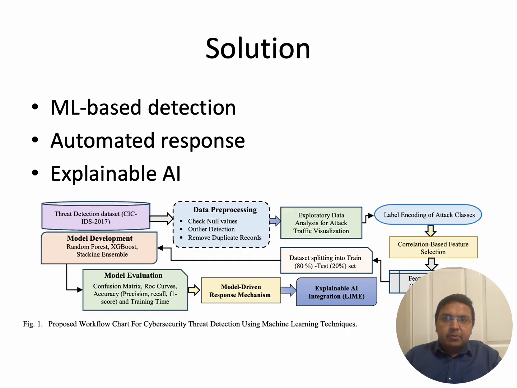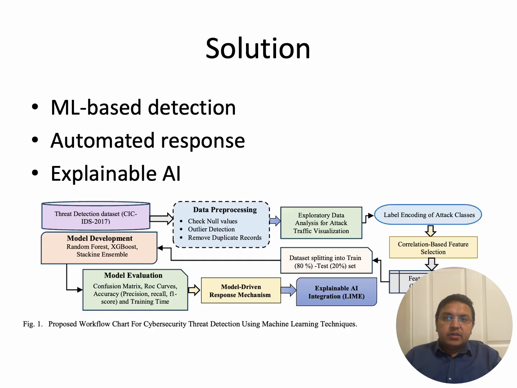To bridge that gap, I propose a three-component framework. The first component is ensemble machine learning for threat detection. Instead of relying on a single algorithm, I combine multiple models to improve both accuracy and robustness, a technique well established in the ML community.